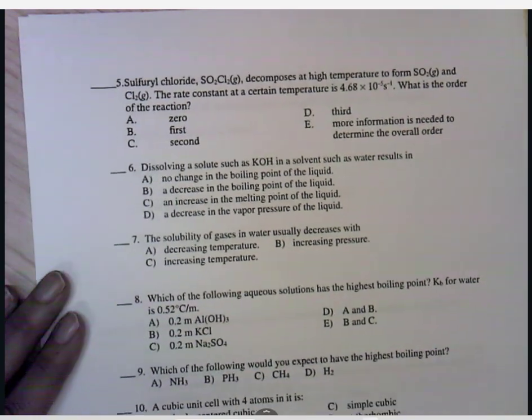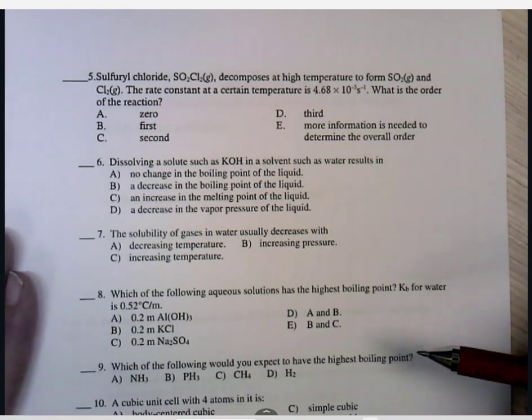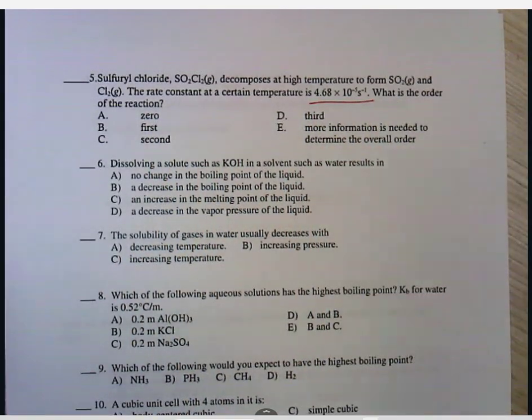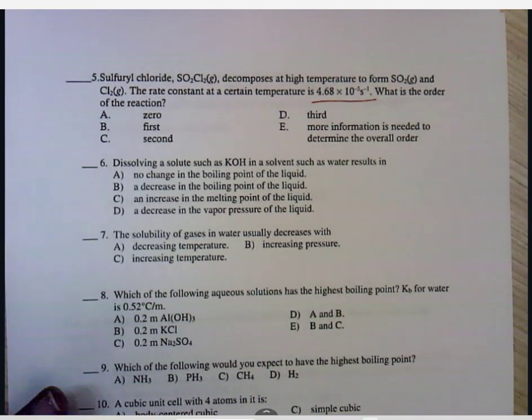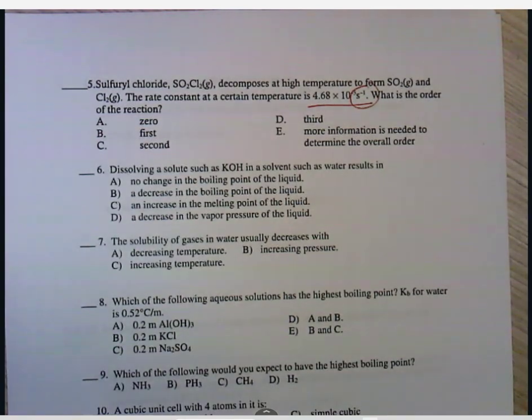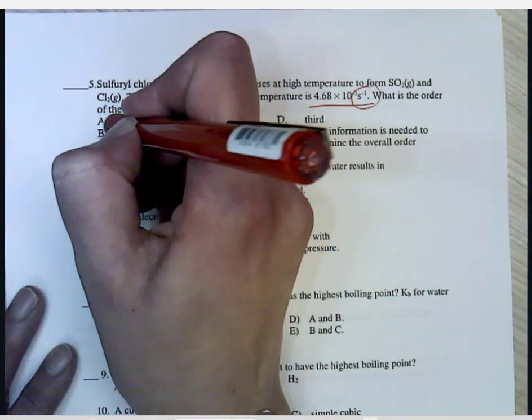All right, sulfuryl chloride decomposes at a high temperature, blah, blah, blah. The rate constant is this. What is the order of the reaction? So they don't give me any information except for the rate constant, so how will I decide? And the answer is I will look at the units of the rate constant. If I only have inverse seconds, that is a first order.